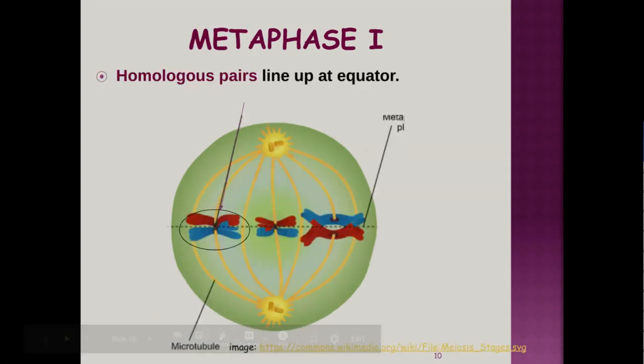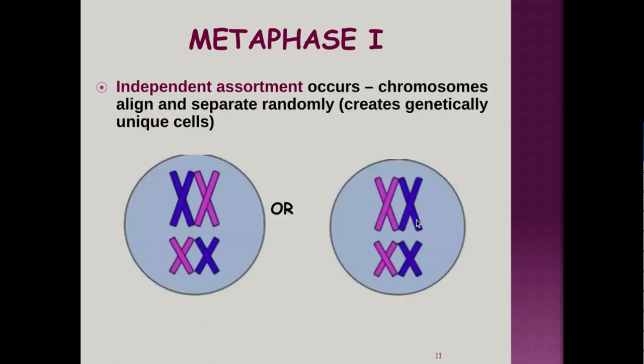Metaphase 1, you're still thinking metaphase middle, but here you have to remember that it's the homologous pairs of chromosomes that are lined up at the equator. We don't have a single line of X's. We've got a double line of X's. Metaphase 1 is where independent assortment can happen.